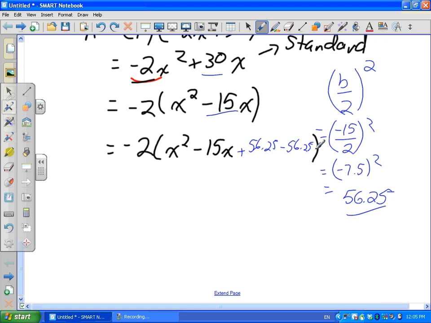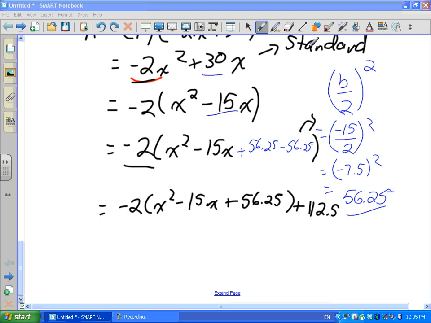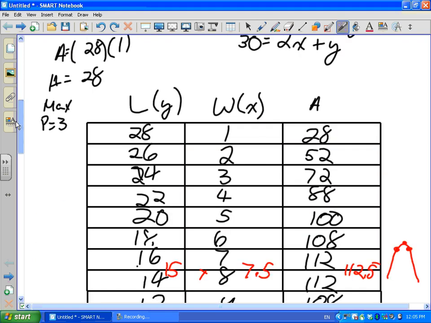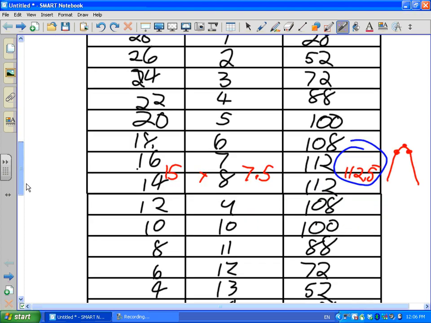So I'm going to move this negative 56.25 to the outside. And when I move it to the outside, I have to multiply by the number in front. So I have negative 2 x squared minus 15x plus 56.25 plus a negative times a negative, 112.5. Now, if you guys know from above, this 112.5, we go up here, that was what we found our maximum area to be, right? Which would make sense. Our maximum area would be the y value of a parabola.